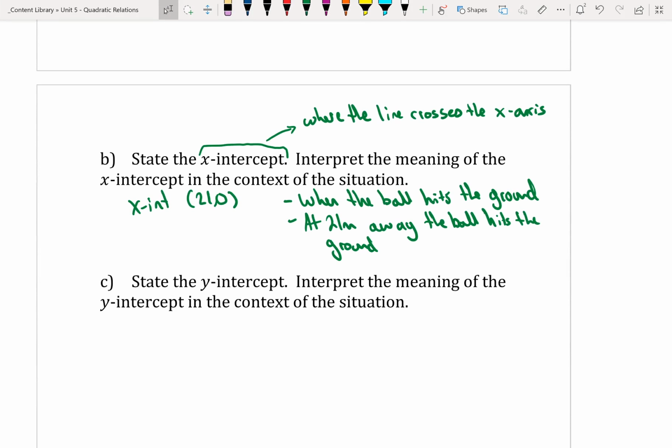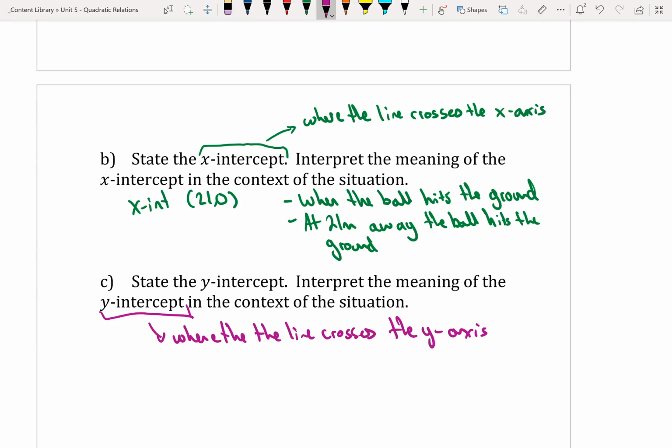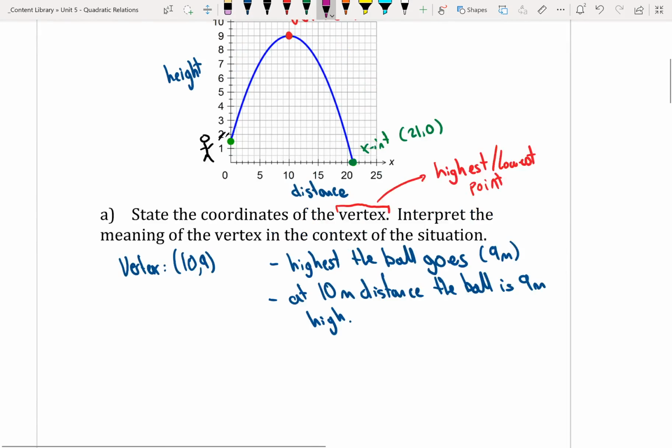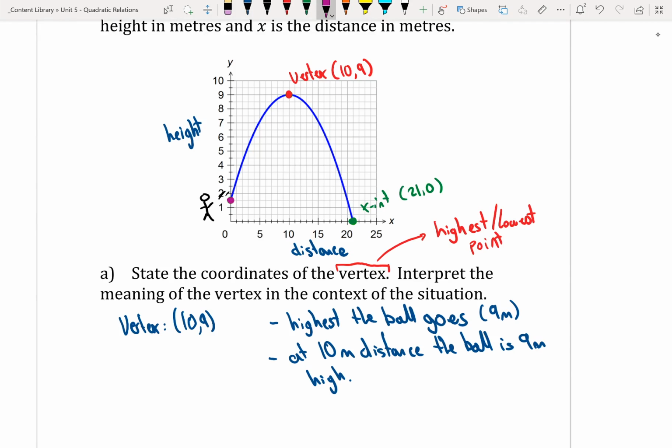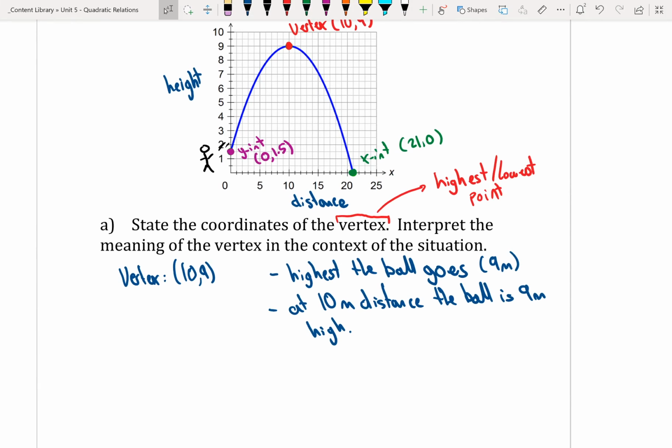Lastly, we want to look at the y-intercept. And again, same thing as linear relations. It's where the line crosses the y-axis. So again, same as with linear relationships, it's no different. So let's go back up and look at the graph to find out where that point is and then interpret it. So if we go back up to the point, we can see here that this is where the graph touches the y-axis. So this is our y-intercept, and it has a point of 0, 1.5. So we want to interpret that meaning.